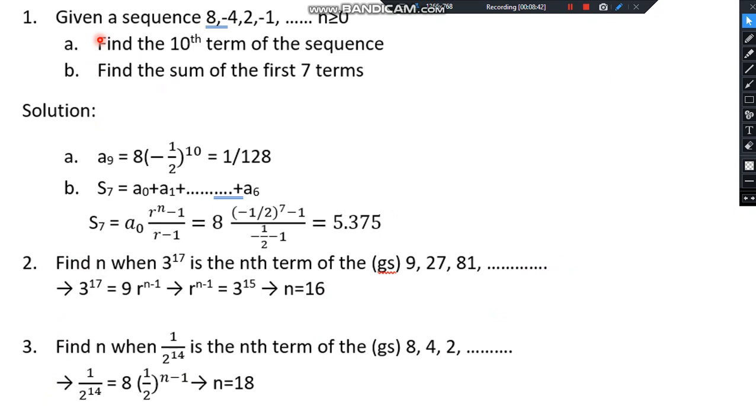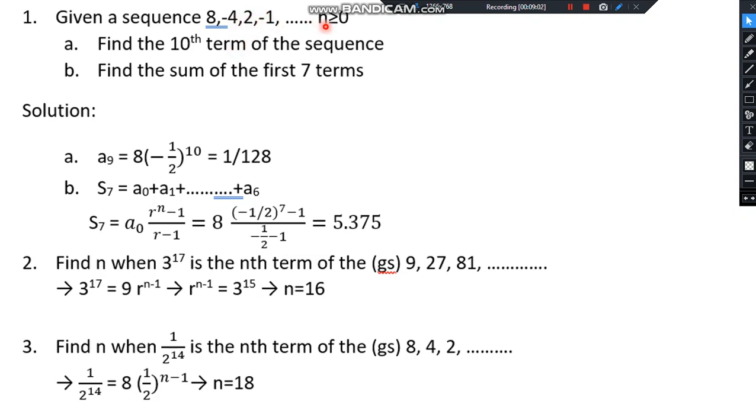So let us take an example. Given a sequence 8, minus 4, 2, minus 1. So here you can see it is geometric. Why? Because minus 4 over 8 is minus half. 2 over minus 4 is minus half. Minus 1 over 2 is minus half.